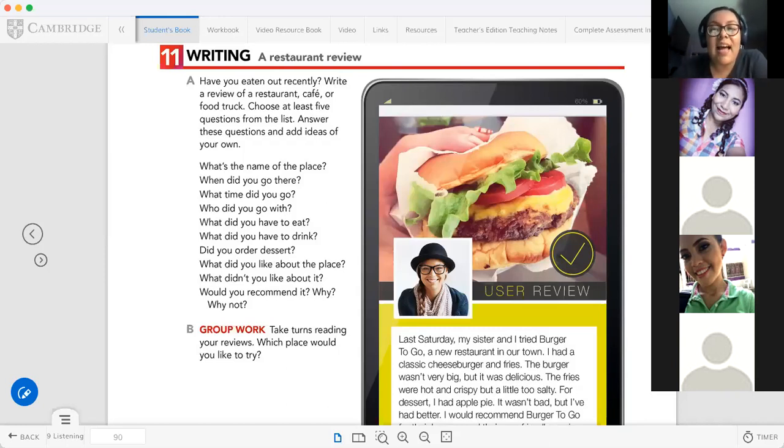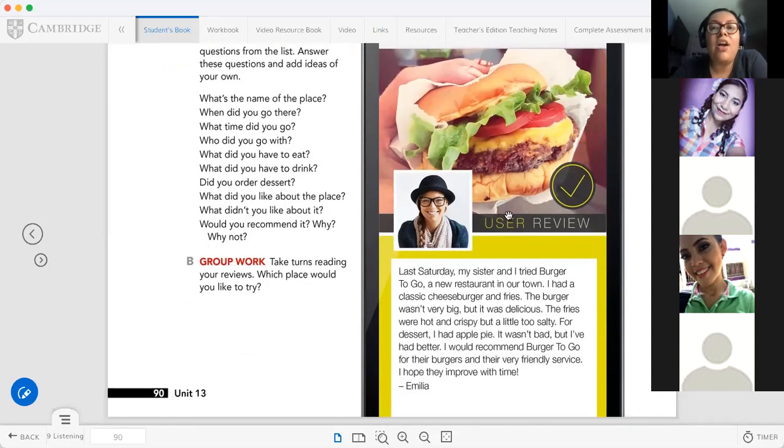So in this case, the book has an example. Look, the example is over here. It says, user review. Okay, this person is giving a review. Last Saturday, my sister and I tried Burger to Go. Burger to Go is the name of the restaurant. It's telling us when and with whom they went. Last Saturday, my sister and I tried Burger to Go, a new restaurant in our town. I have a classic cheeseburger and fries. The burger wasn't very big, but it was delicious.